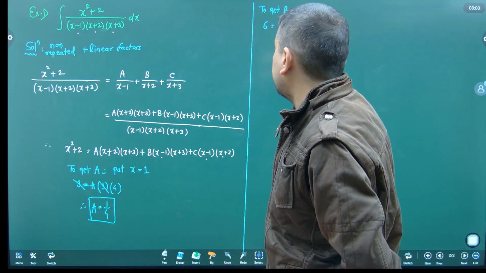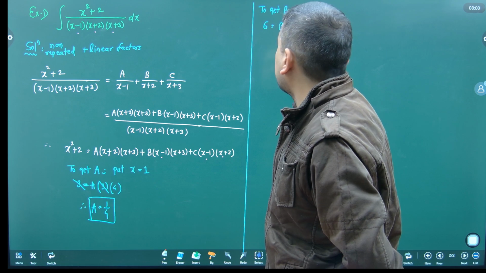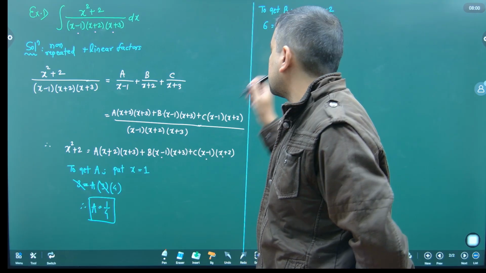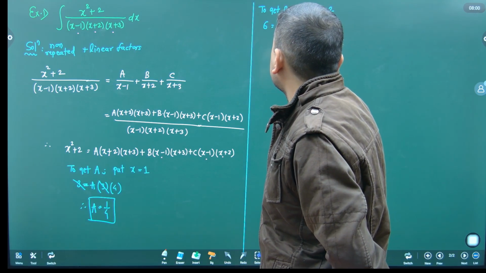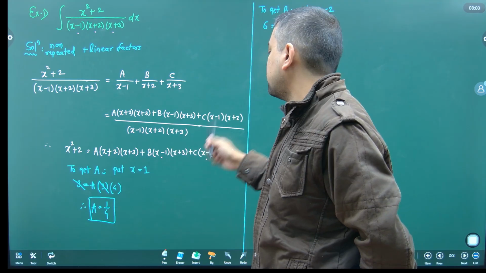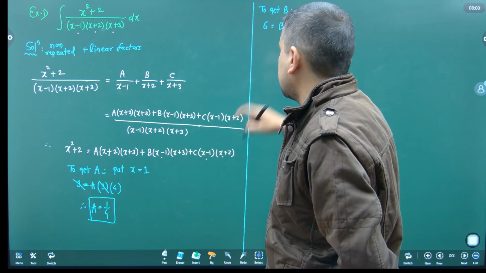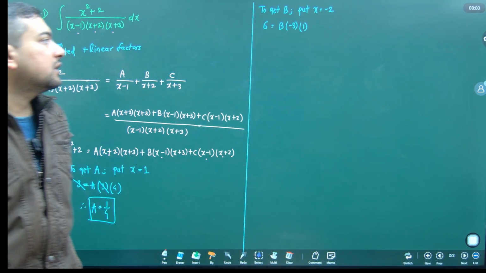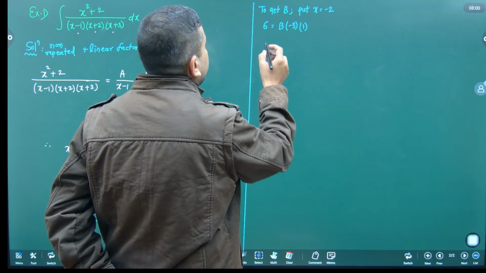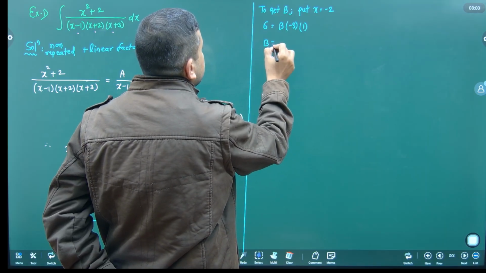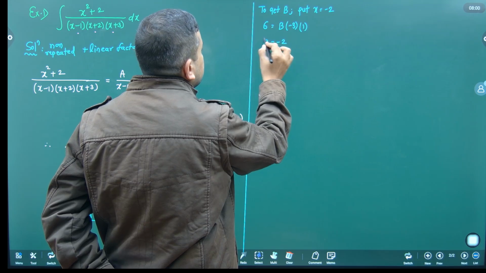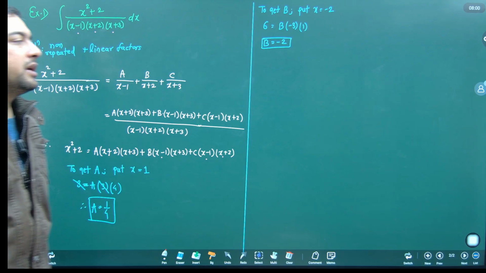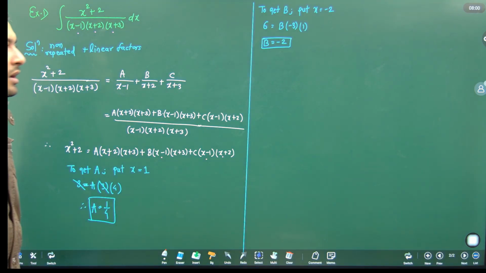Next, B in bracket, we are putting minus 2: minus 2 minus 1 is minus 3, minus 2 plus 3 is 1. Again the C term will become 0, right? So what about the value of B? B will be equal to 6 upon minus 3, which is minus 2. Correct? You are getting B as minus 2.